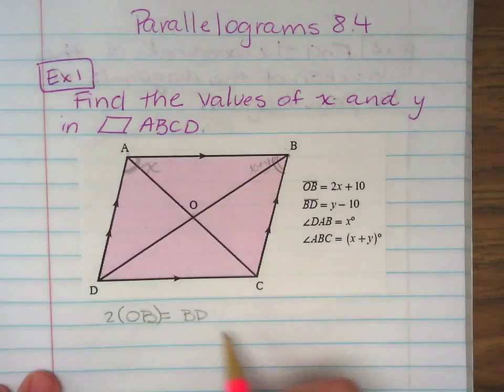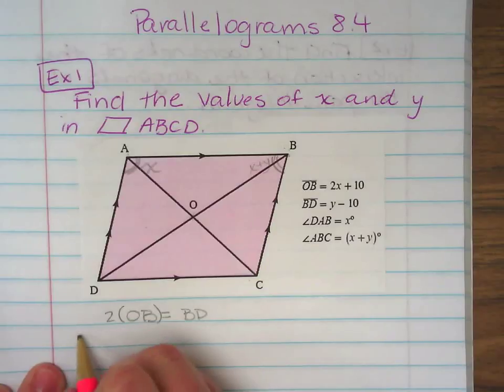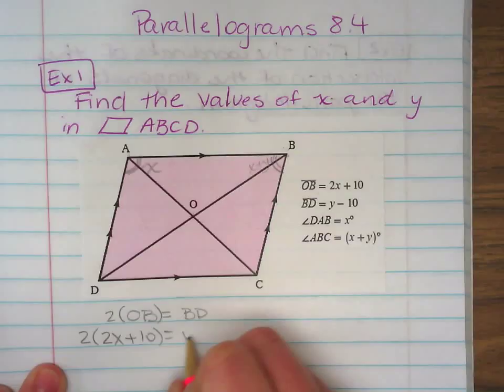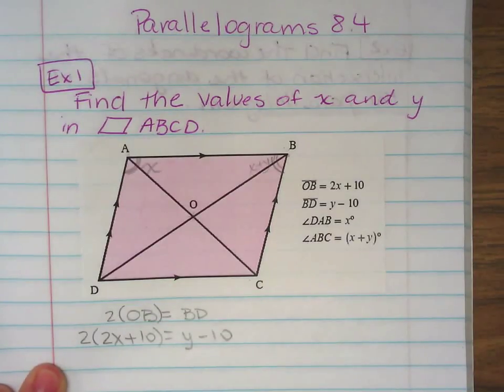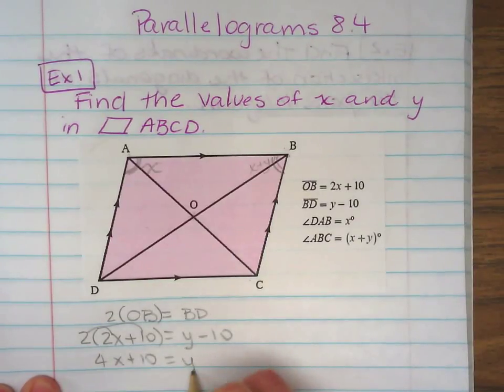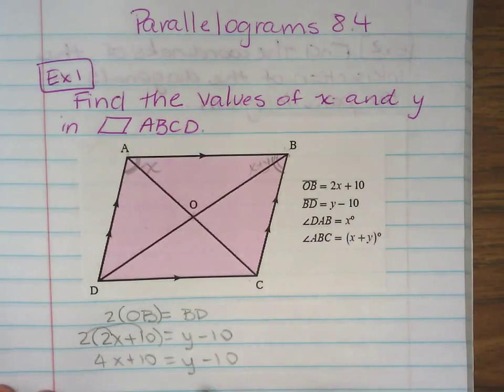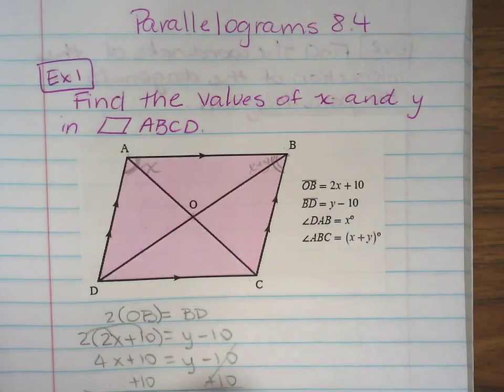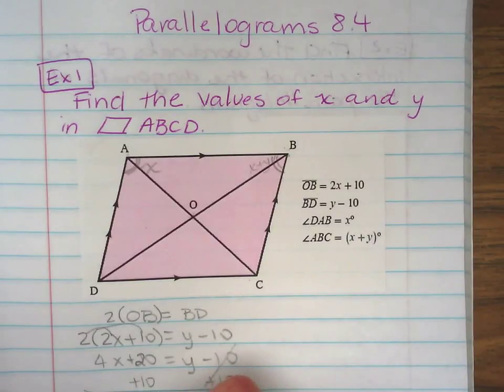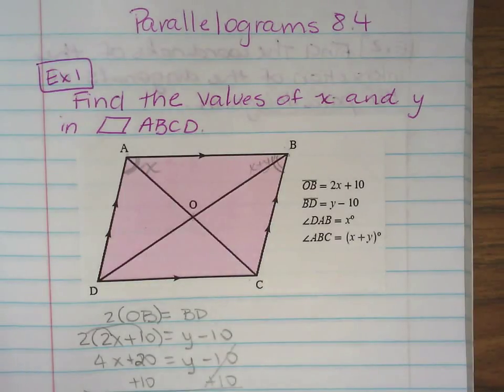Alright. So OB right here, I'm going to substitute, is 2x plus 10. BD is y minus 10. We're going to distribute here. 4x plus 20 equals y minus 10. I'm going to solve for y. I'm going to put y by itself. So plus 10 on both sides. 4x plus, oh, this is 20 right here. So that makes it a 30 equals y. So y equals 4x plus 30.